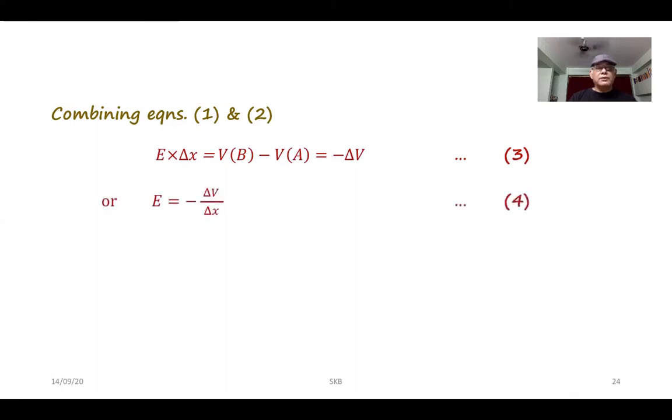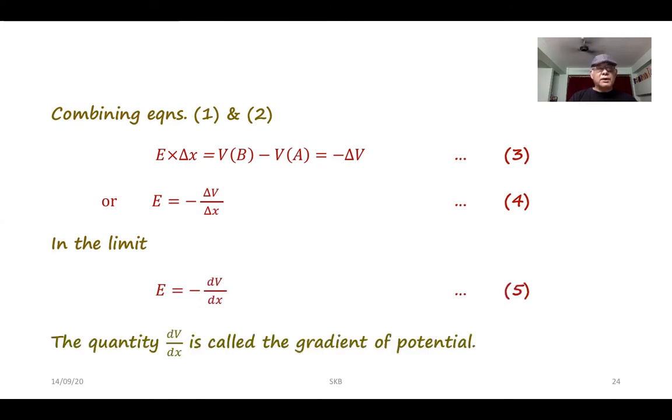Or E equal to minus delta V divided by delta x. This is equation 4. In the limit, E is equal to minus dV/dx, equation 5. The quantity dV/dx is called the gradient of potential.